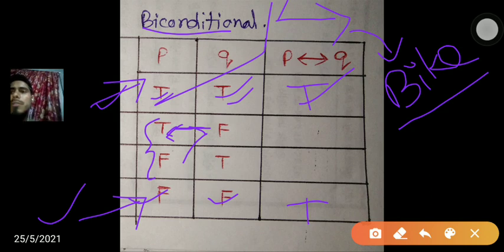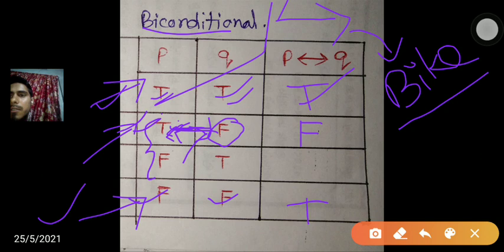Whether your destination person is good or bad, it doesn't matter. If on the way you meet any bad person, any false person, then your result is false. Let us see this one first. From true you are going to false, and again from false you are coming to true. So on the way you are meeting false, so your result is false here.